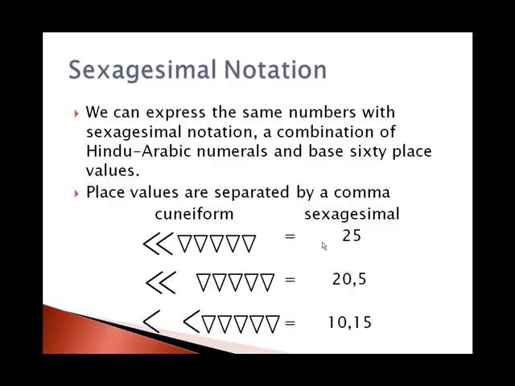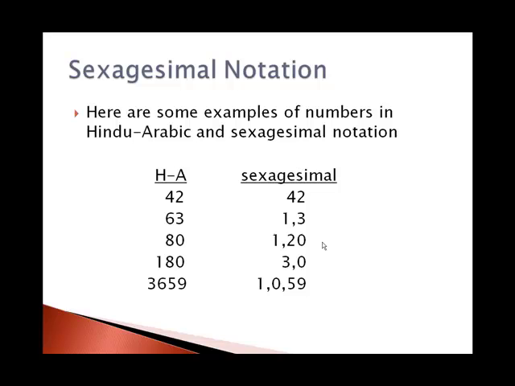Here's the comparison between Hindu Arabic numerals and how we would write them in this sexagesimal notation. 42 is less than 60, so all 42 go in the ones place. 63 is made up of 1 60 and 3 ones, so it's 1, 3. 80 is made up of 1 60 and 20 ones, so it looks like 1, 20. 180 is written as 3 60s and 0 ones, and 3659 is 1 3600, 0 60s, and 59 in the ones place.